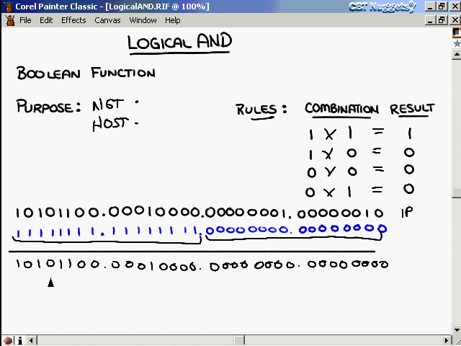172.16.0.0, because we see that here. This is the decimal equivalent of 172, the decimal equivalent of 16, and 0 and 0. This is our network portion of this original IP address.